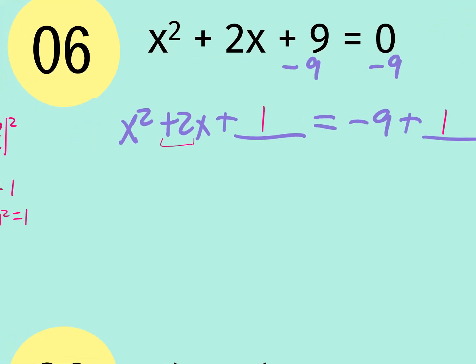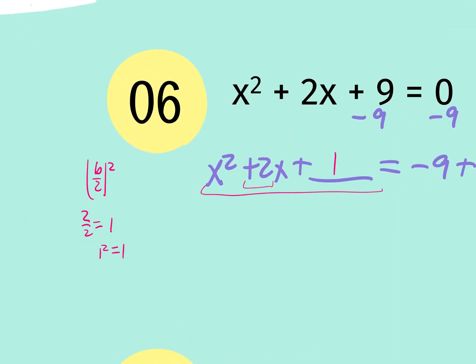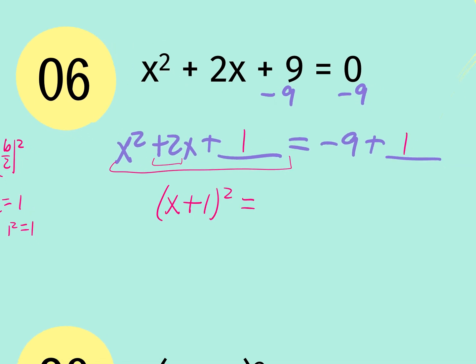And then this factors, right? The whole point of doing this is so that this side of the equation factors as a perfect square trinomial. So we get x plus b over 2. In this case, b over 2 is 1. So we get x plus 1 squared equals negative 9 plus 1, which is going to be negative 8.